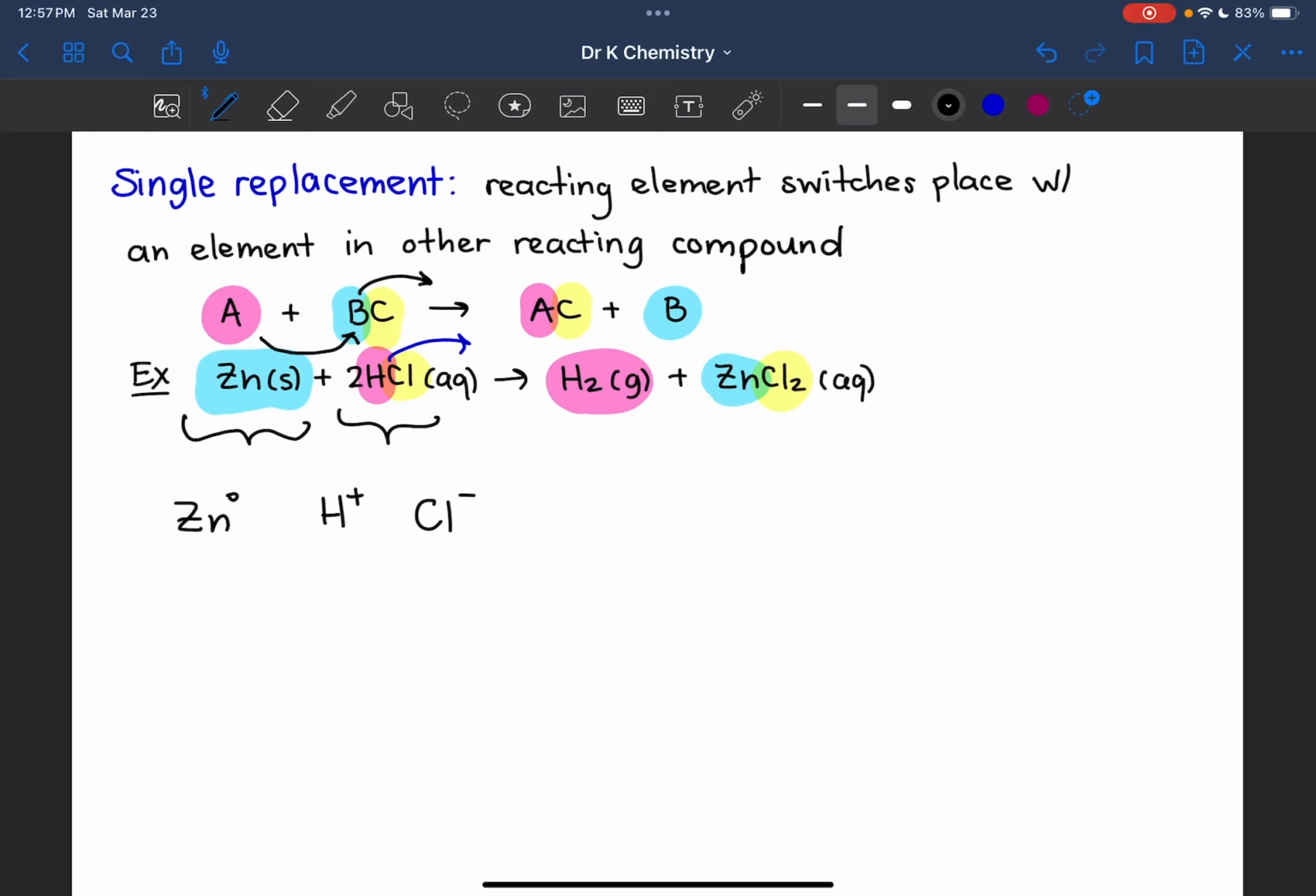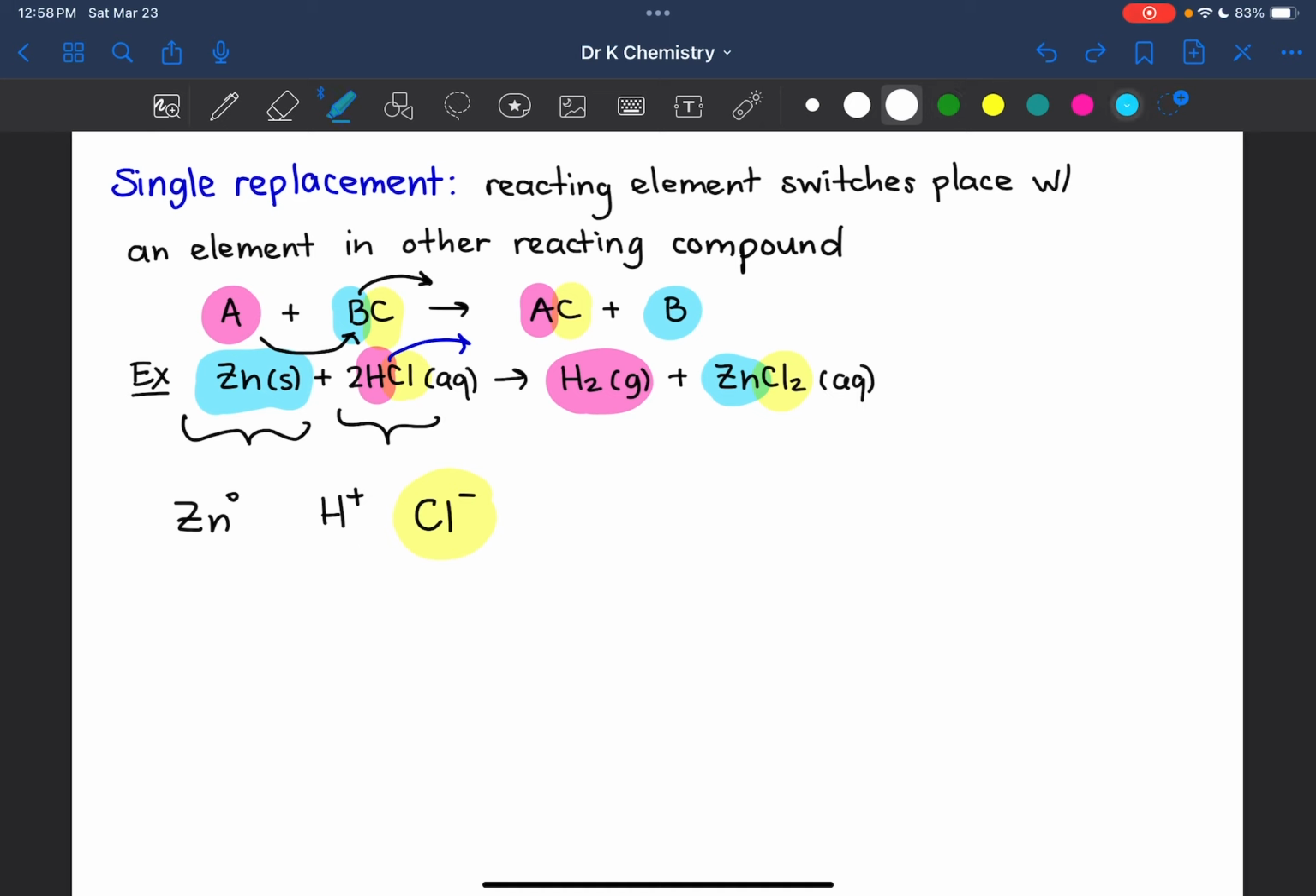Now, in the product side, if we did not know what the products were and had to predict them, well, we would need to recognize that we need to form a compound. So the only anion that we have is chloride. And since right now it's bonded to hydrogen, well, I can't bond it to hydrogen again, or I'll end up with the same reactant that I started with.